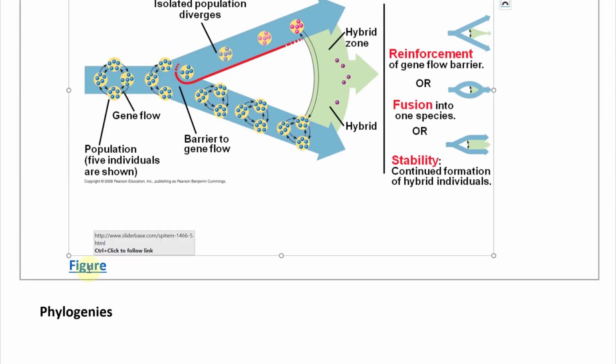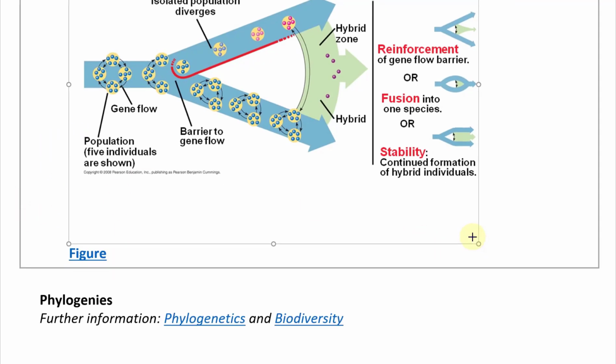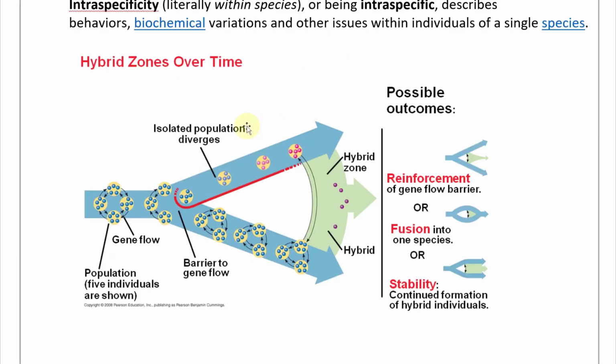This one is from sliderbase.com, just from a PowerPoint presentation, I believe. And let's make this a bit smaller, just to include this. All right, so let's go over this figure. So hybrid zones over time. So what you have here is a population.